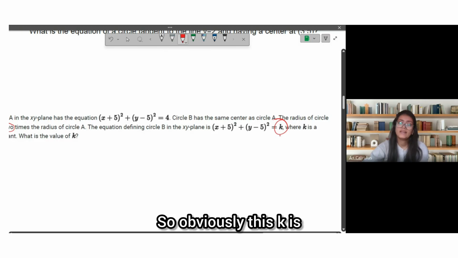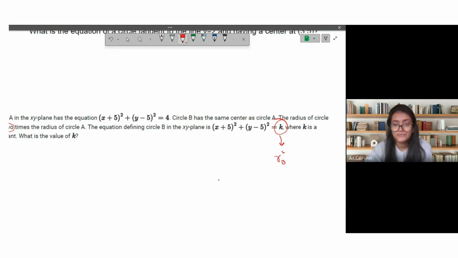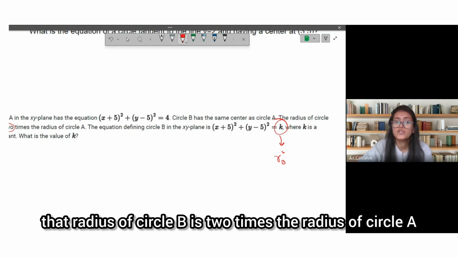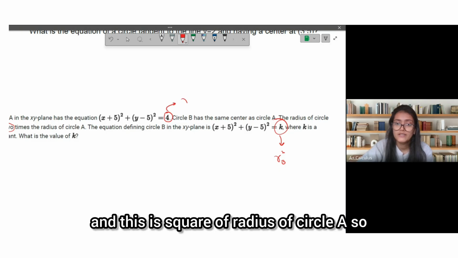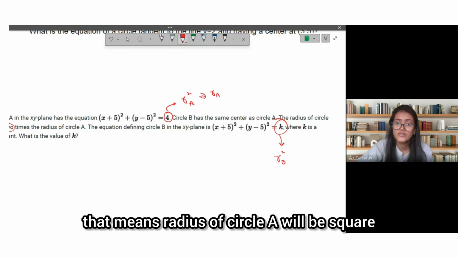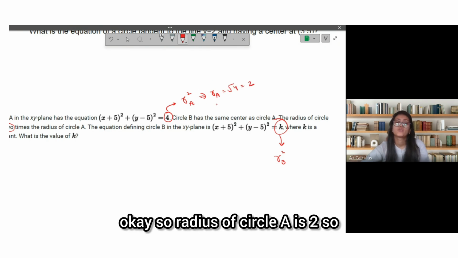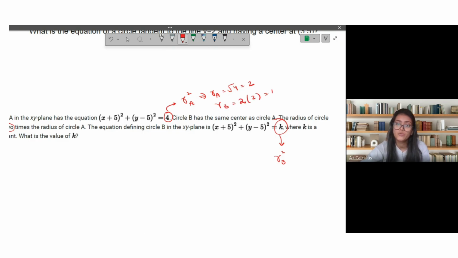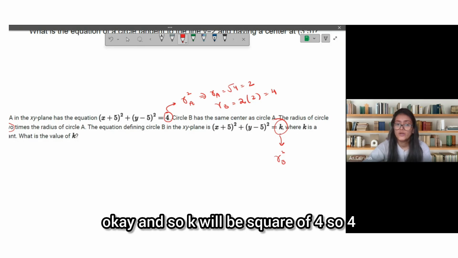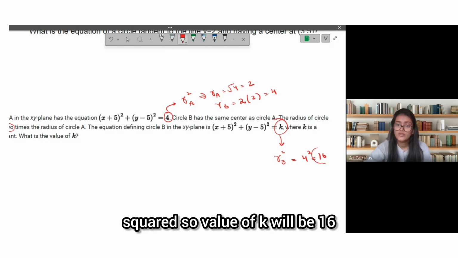So obviously this K is the square of the radius of circle B, right? So now you know that the radius of circle B is 2 times the radius of circle A. Now this is circle A, and this is the square of the radius of circle A. So that means the radius of circle A will be the square root of 4, so that will be 2. Okay, so the radius of circle A is 2, so that means the radius of circle B will be 2 times 2, which is 4. Okay, and so K will be the square of 4, so 4 squared. So the value of K will be 16.